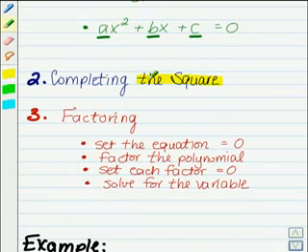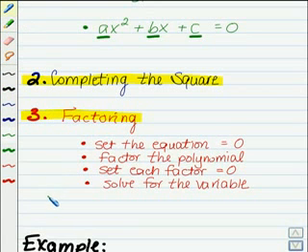The second way is by a method called completing the square. You may have heard of that, and we won't go into detail here. But the third method is by factoring, and that's the one that I want to focus on.